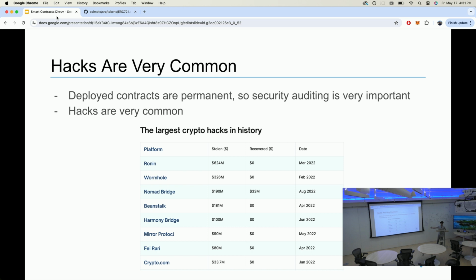So another thing is there's a lot of preventative measures you can take to try to stop your smart contracts from being hacked. Security auditing is very popular, and there's a lot of bug bounties where someone can post their smart contracts and offer some amount of money for someone to find any bugs in it.